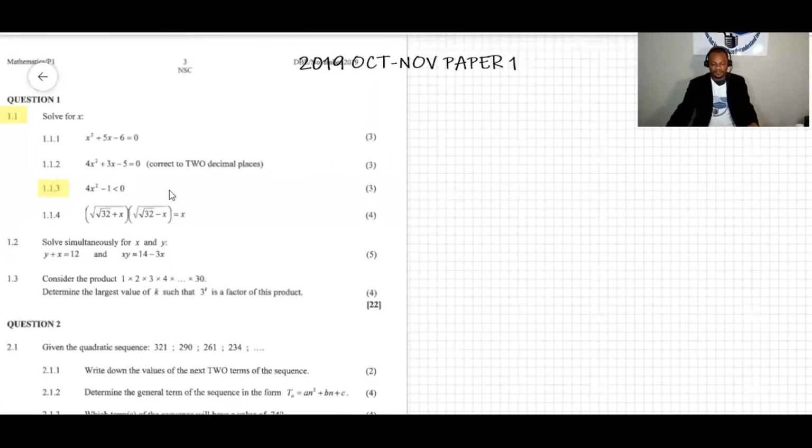Well, we're doing question 1.1 that says solve for x. In the previous videos, we did question 1.1.1 and question 1.1.2. Now we're going to do question 1.1.3. On the right here, 1.1.3 says 4x squared minus 1 lesser than 0.